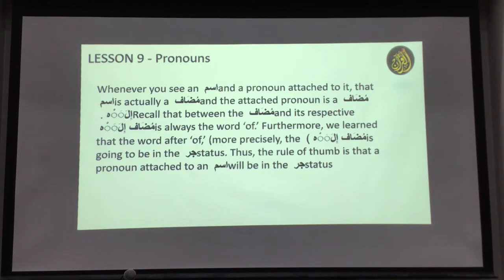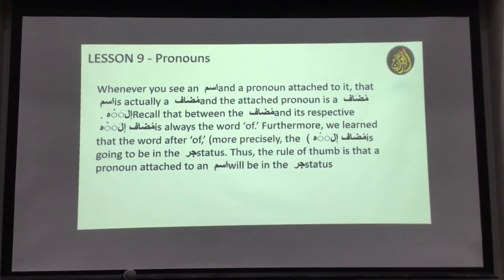Okay? So what is mudaf again? Remind me. In the two words, which one is mudaf? The one before of. So we are saying that the ism is before of and it will always be mudaf, and mudaf ilay is the attached pronoun. So if you know that this is mudaf and this is mudaf ilay, what comes between mudaf and mudaf ilay? Who joins this in English? Of. That's the main word, of. So you will be able to translate.